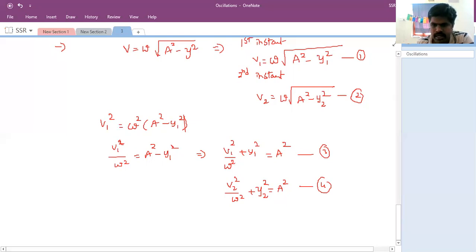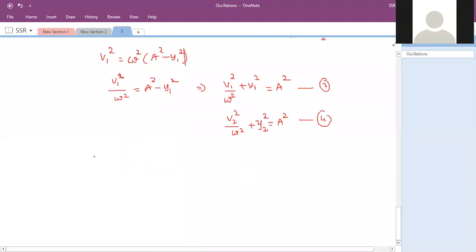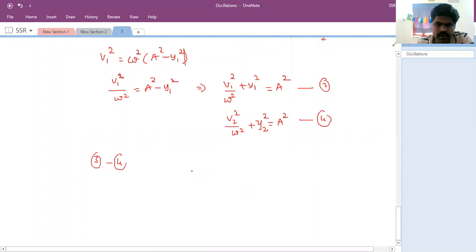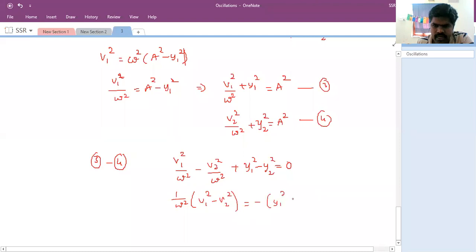Right. Then subtract 3 minus 4. What will we get? V1 square by omega square minus V2 square by omega square plus y1 square minus y2 square is equal to 0. The right side is equal to 0. From this I want to define omega square. How? You can take 1 by omega square common: 1 by omega square into V1 square minus V2 square is equal to minus of y1 square minus y2 square. Are you clear on this?